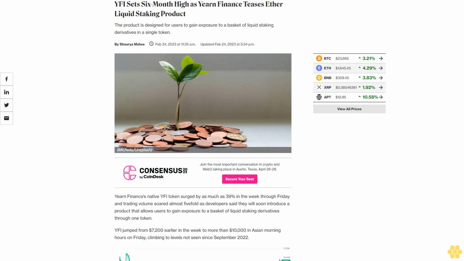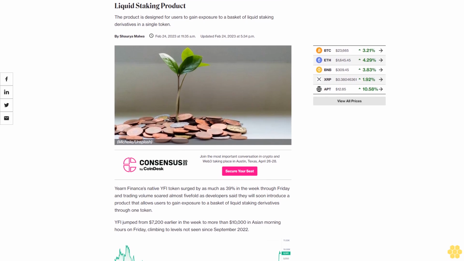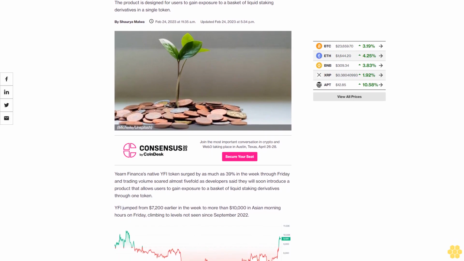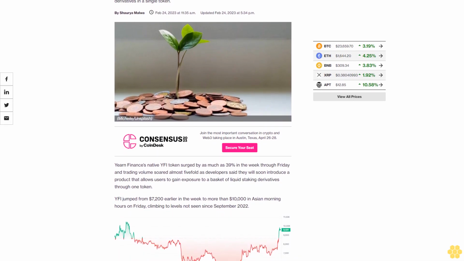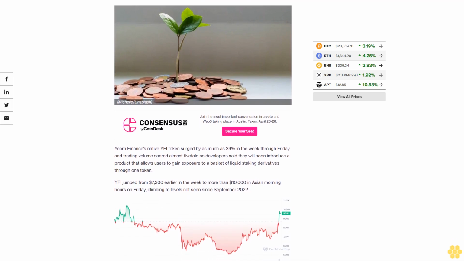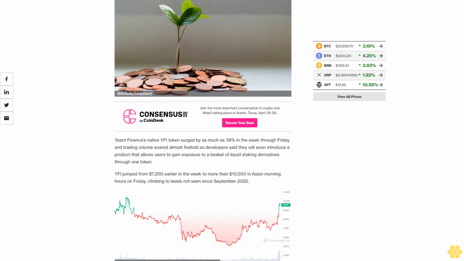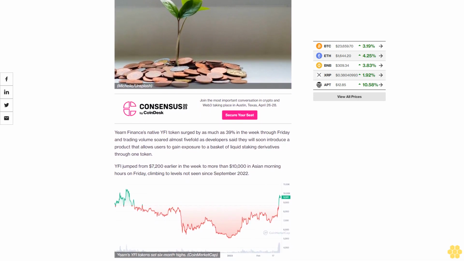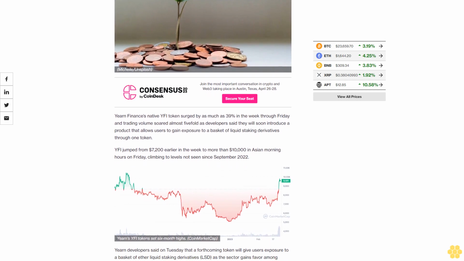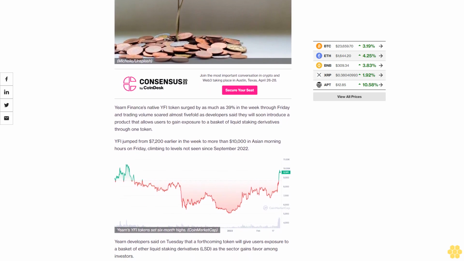YFI set 6-month high as Yearn Finance teases Ether liquid staking product. The product is designed for users to gain exposure to a basket of liquid staking derivatives in a single token. Yearn Finance's native YFI token surged by as much as 39% in the week through Friday, and trading volume soared almost fivefold as developers said they will soon introduce a product that allows users to gain exposure to a basket of liquid staking derivatives through one token.